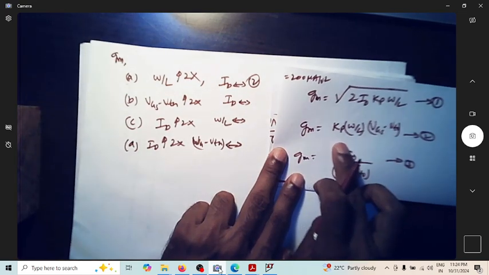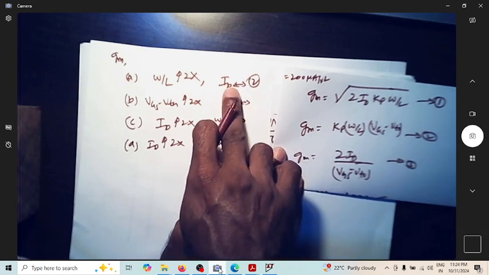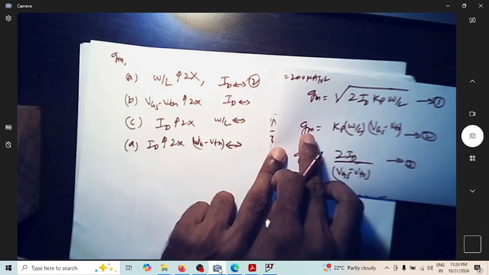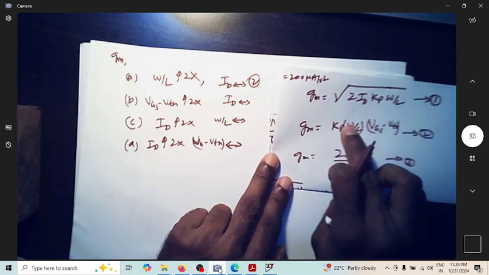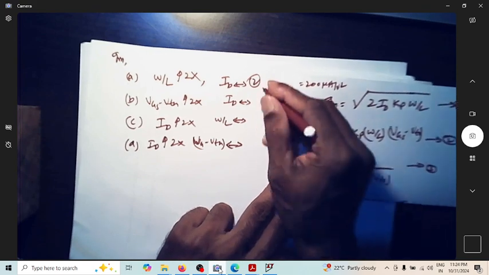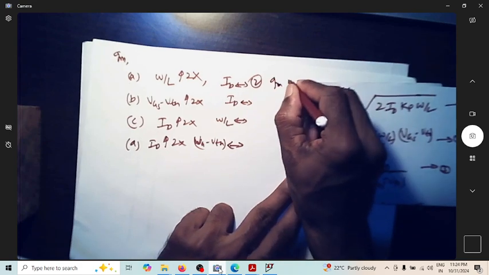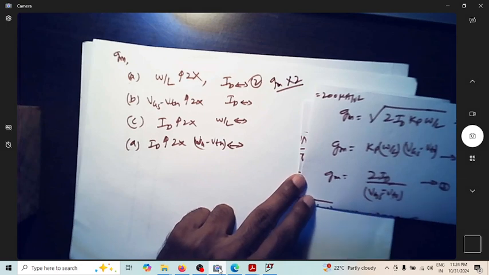If you can see here, if W by L increases and ID remains constant, then GM will increase by 2 times. Because if this increases, Kp is there, VGS minus VT is there, so your GM will also increase by 2 times. It will become 2x.